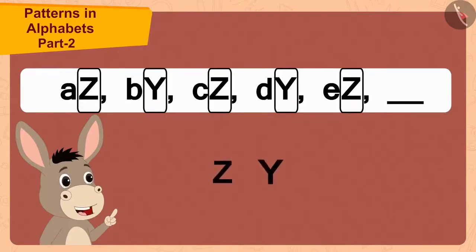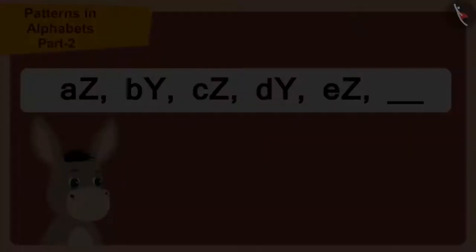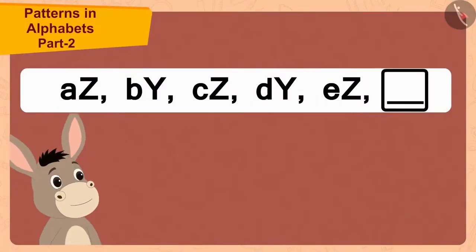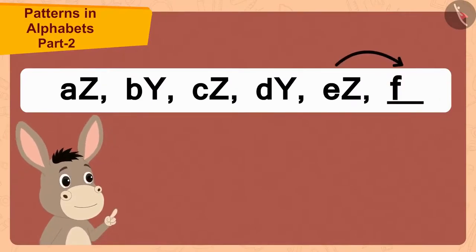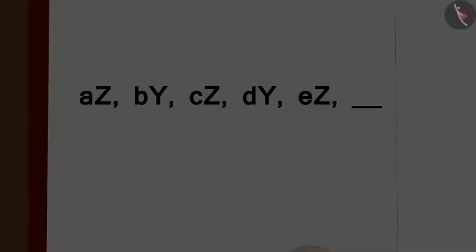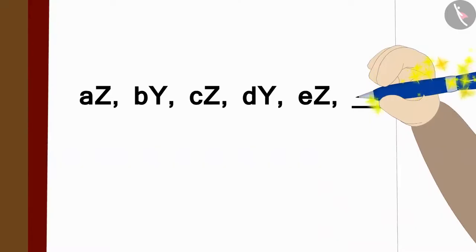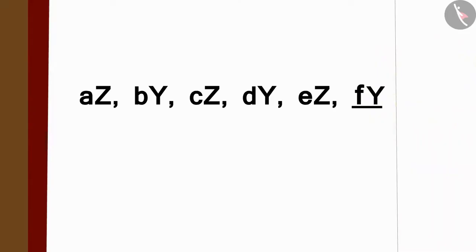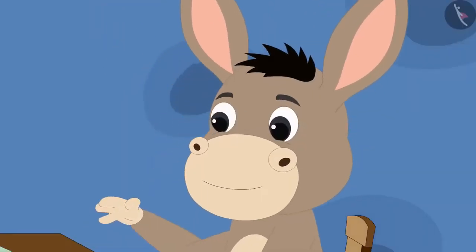Z, Y, repeatedly in capital letters are visible. So, the next two letters in this pattern will have the smaller letter F next to E, and the capital letter will be Z followed by Y. Bhola quickly wrote these letters F, Y in the blank space from that magical pen. As Bhola filled in the blank of the pattern, all the letters became toffees. Bhola got excited.